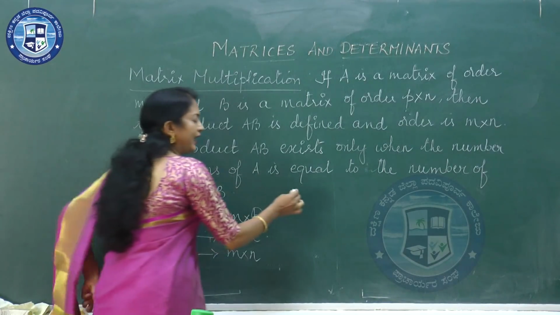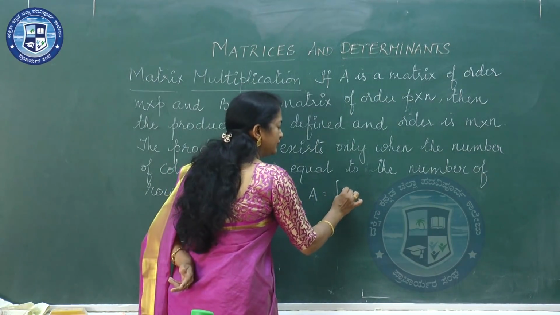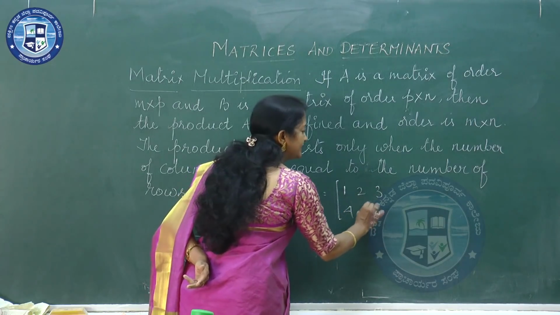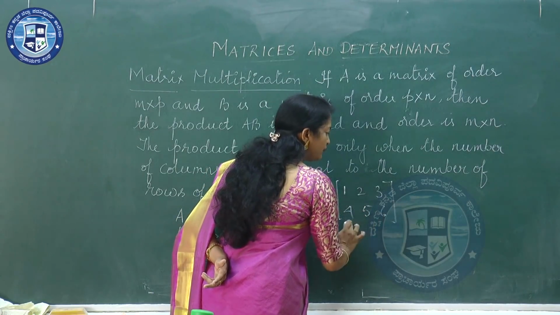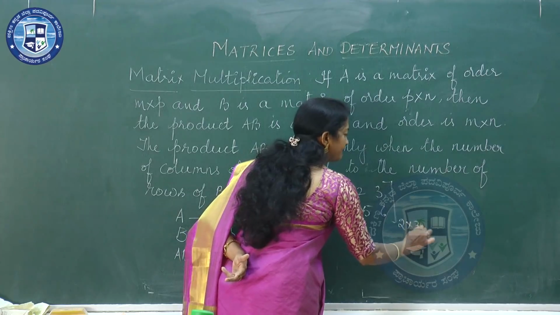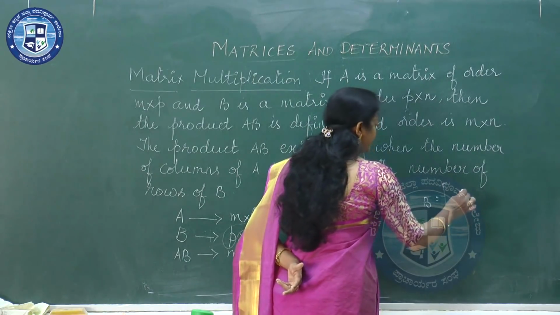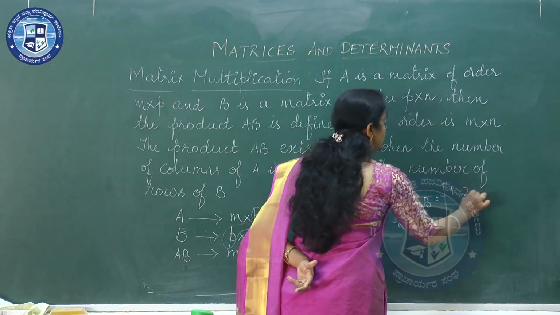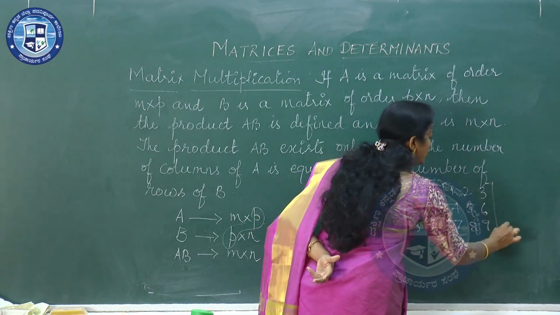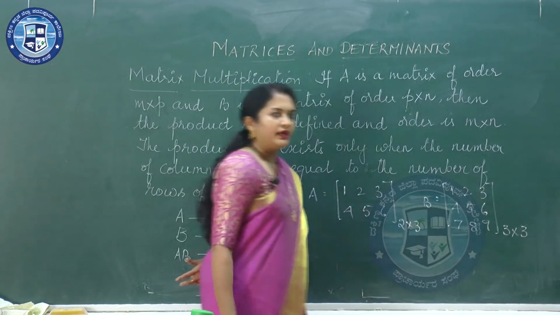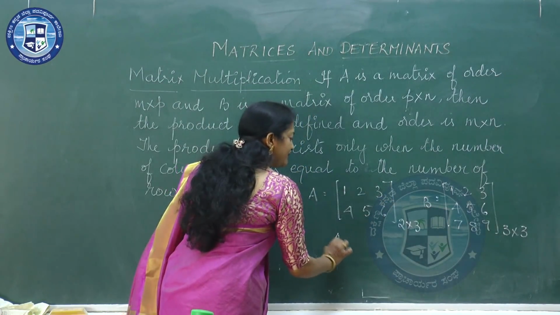So for example, I take a matrix A of 1, 2, 3, 4, 5, 6. Its order is 2 by 3, as 2 rows are there. Now another matrix I am taking has 1, 2, 3, 4, 5, 6, 7, 8, 9. Its order is 3 by 3. Now can we multiply these matrices? Does the product AB exist?